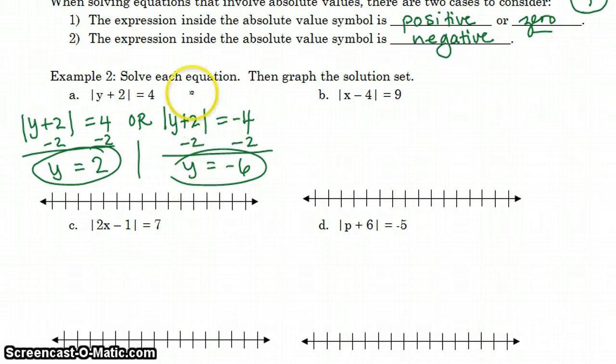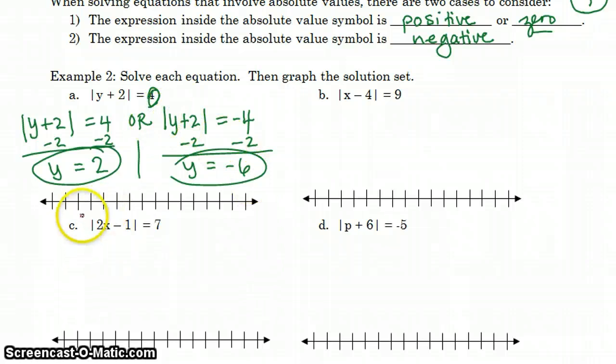See how that works? If you plug in negative 6 plus 2, you get negative 4, but it's the absolute value of negative 4, which equals 4. So that's how you can check yourself. Would it turn out to be a positive 4? Negative 6 does turn out to be a positive 4.